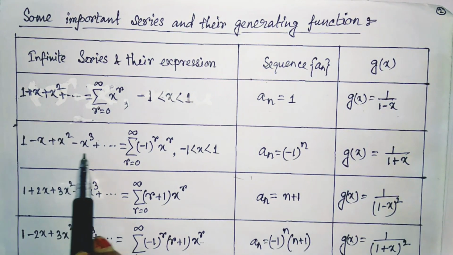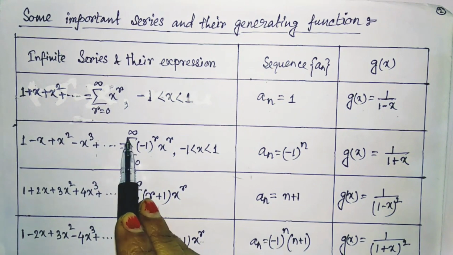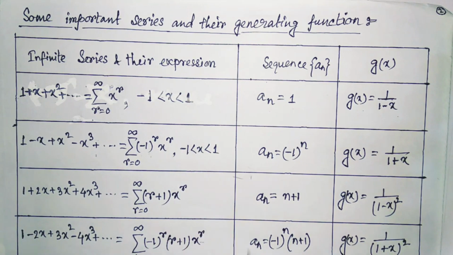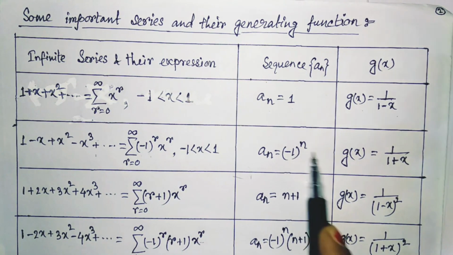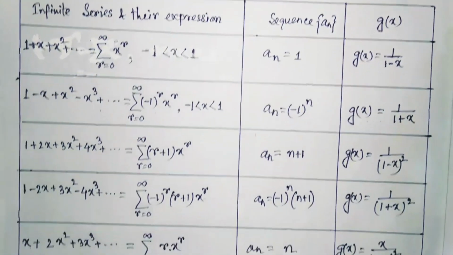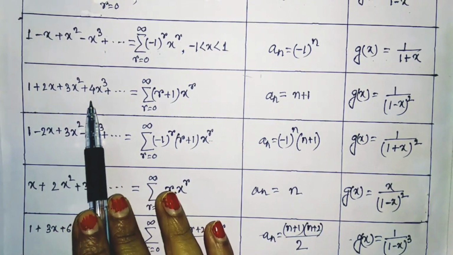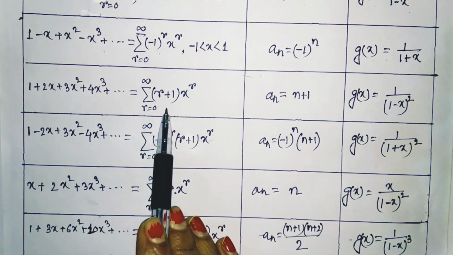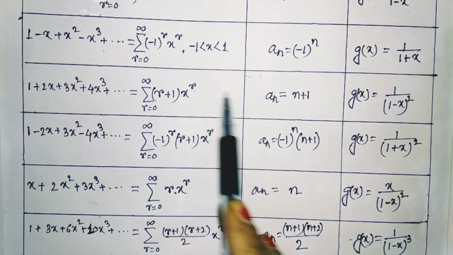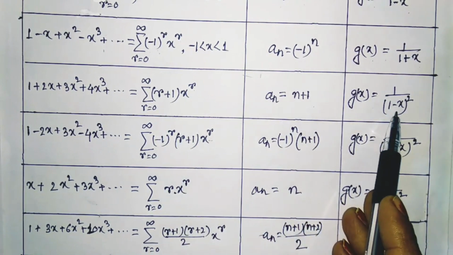Similarly, if it is alternately plus and minus, then we can sum it up as r from 0 to infinity, minus 1 to the power r, x to the power of r. So its an is minus 1 to the power n, and its g(x) is 1 divided by 1 plus x. Similarly, if it is 1 plus 2x plus 3x square plus 4x cube in this way, then its summation is (r plus 1) into x to the power of r, and its an is n plus 1, and g(x) is 1 upon (1 minus x) whole square.